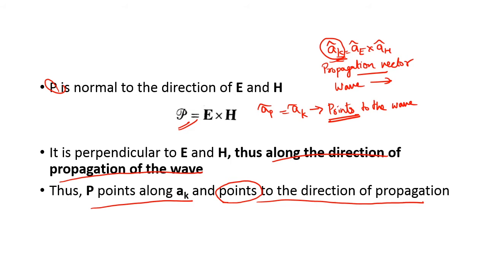One is that it gives the power density, and when you take the surface integral of the Poynting vector, you get the instantaneous total power flowing out of the volume. Then it points to the direction of propagation of the wave.